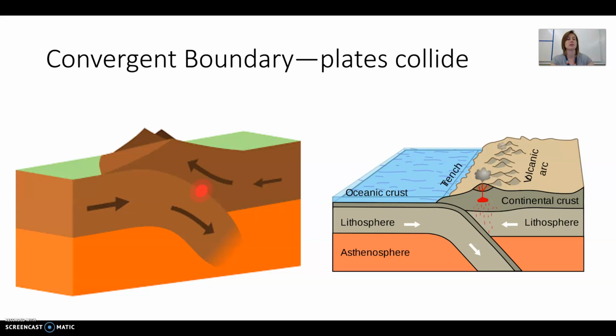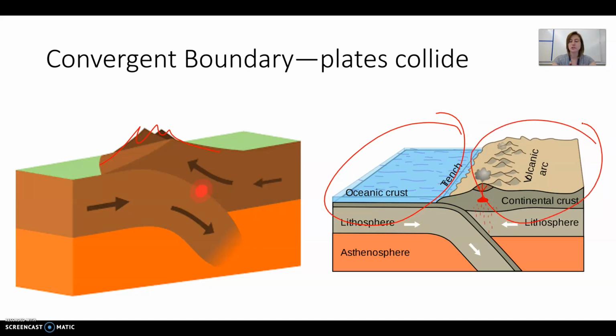One type is a convergent boundary, which means that the plates are colliding, they're running into each other. Now on the left we have a picture of two continental plates colliding with each other, and when that happens it makes mountains. On the right, we have an oceanic plate, that's this one on the left, colliding with a continental plate. When that happens, oceanic plates are usually made of more dense rock than continental plates. Since they're more dense, they sink, because more dense things sink and less dense things float.